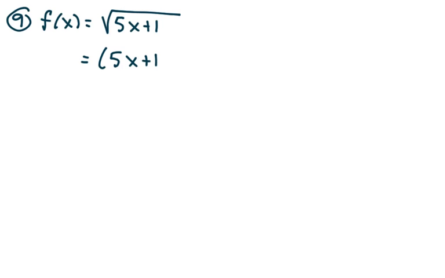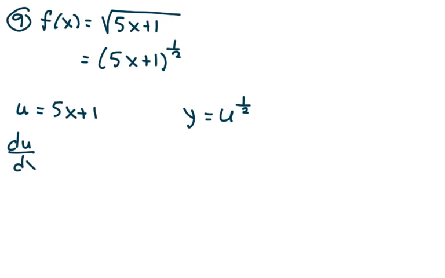If we take a look at problem number 9. So here f of x is equal to the square root of 5x plus 1, which is equal to 5x plus 1 to the half. Now, the inside function here is 5x plus 1, so we're going to let that be u. And then y is expressed in terms of u. So y is u to the half. du/dx is equal to 5 times 1 plus 0, which is equal to 5.